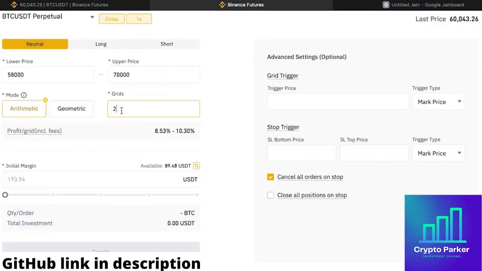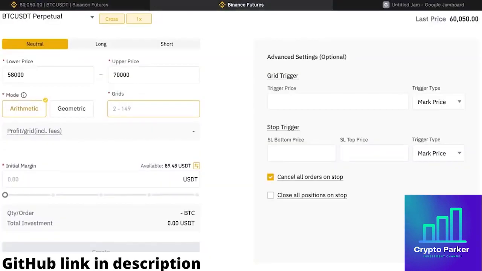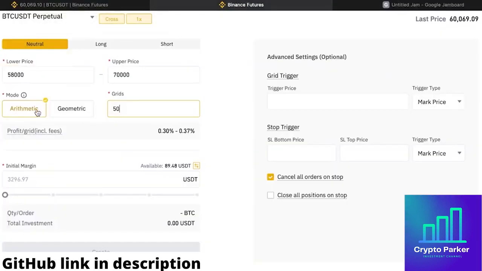So coming back to the futures, you can have 2 grids. That simply means that you're going to buy once and sell once. If that's what you want to do, you can do that, but you can put up to 149 grids in. So I'm going to put 50 like this. That means I'm going to have 25 buy orders at this bottom level and also 25 sell orders at this top level at different prices. Choosing arithmetic, it means that we're going to have exactly the same difference in terms of the grids.